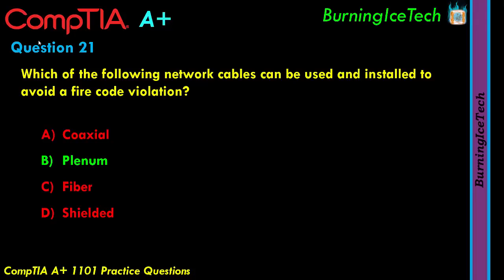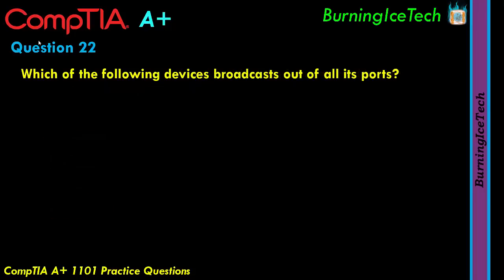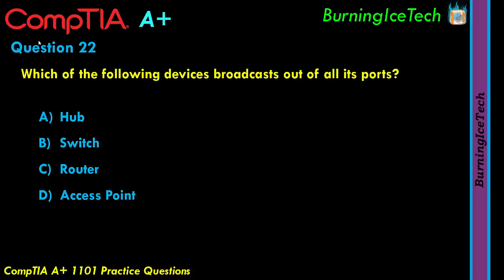Right, let us move on to question 22. Which of the following devices broadcasts out of all its ports? There's a certain way we phrase this. We say this device is a very dumb device. That's actually how we phrase it. It's a very dumb device. Which device am I referring to, guys? The answer is a hub.